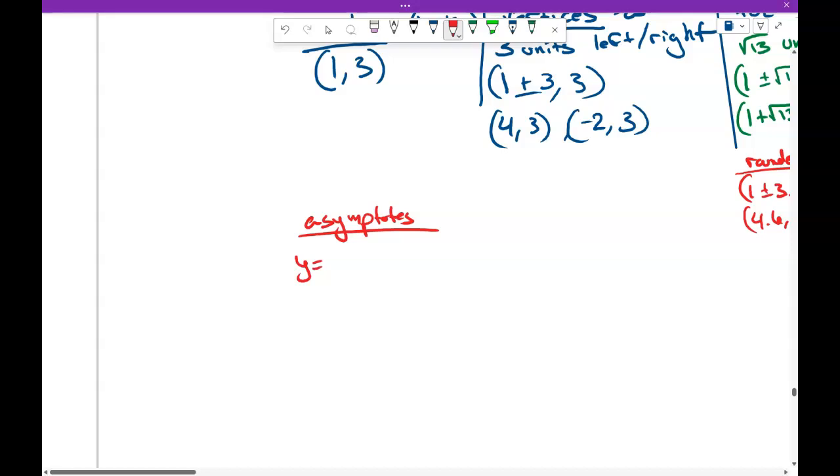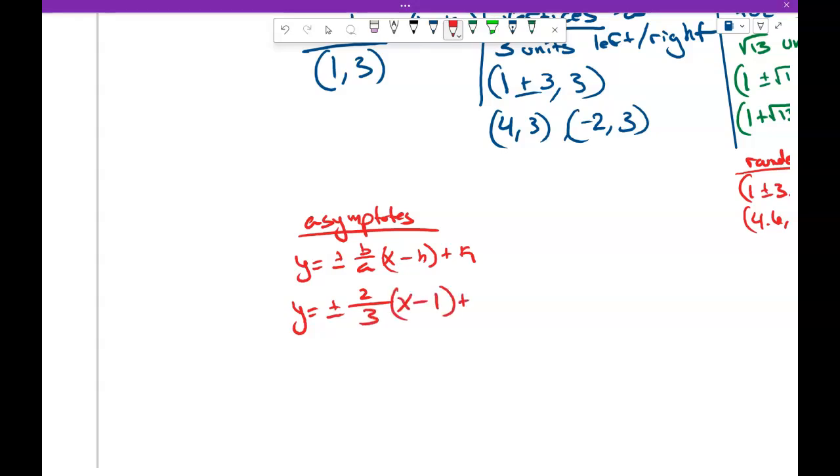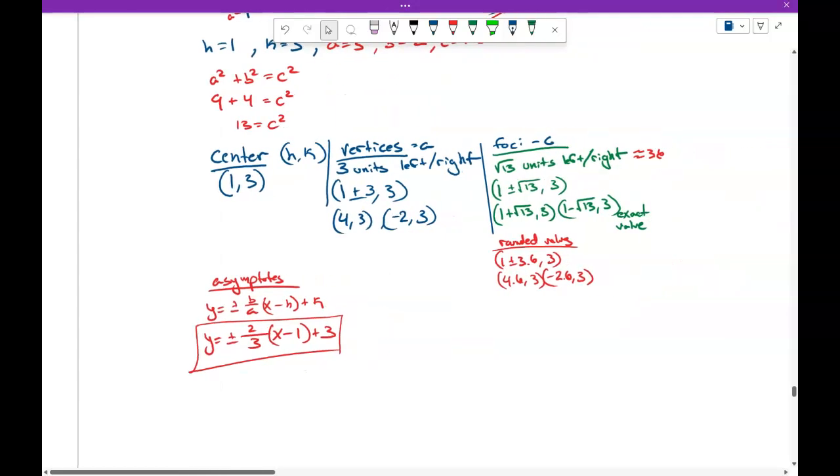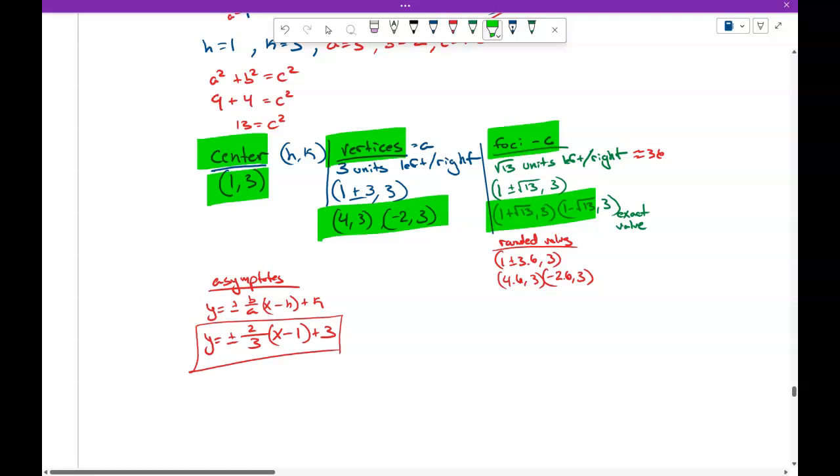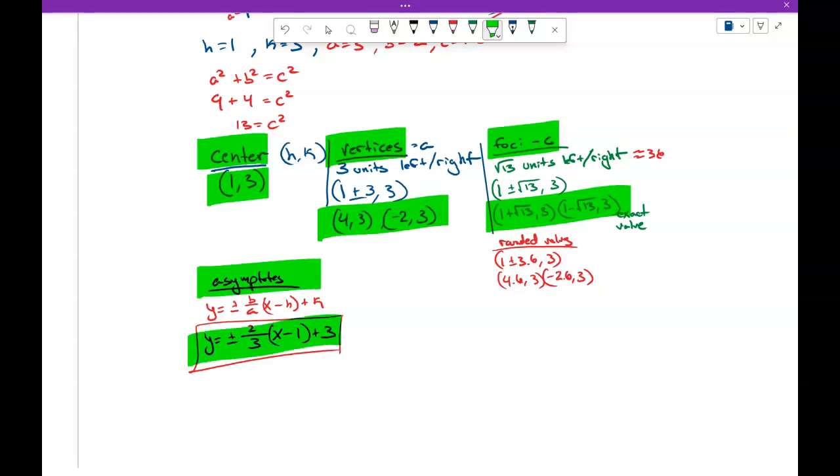So we'll use b over a, times (x minus h), plus k. So our b value was 2, our a value was 3, h is 1, and k is 3, and there's our two asymptotes. So we were able to identify our center, our vertices, our foci, and our asymptotes.